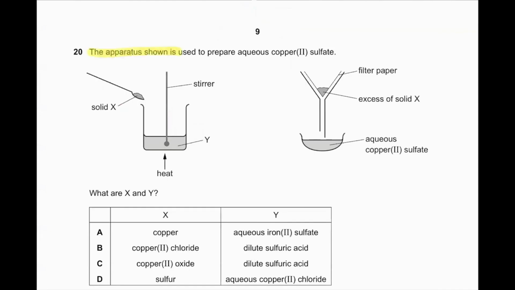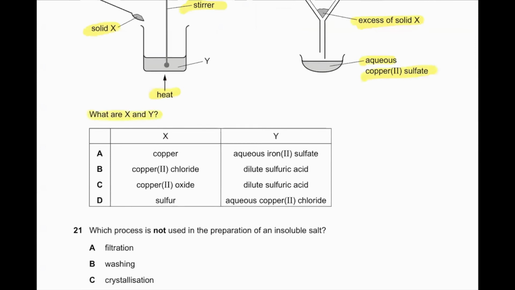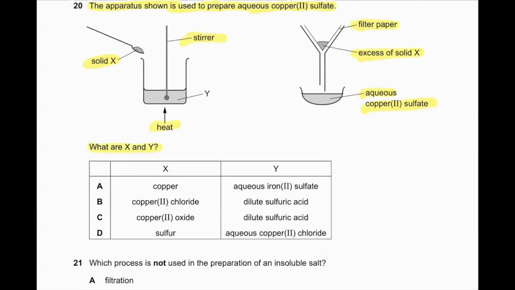Question number 20. The apparatus shown is used to prepare aqueous copper 2 sulfate. Stirrer, heat, solid X, filter, excess solid X, aqueous copper 2 sulfate we can get. What are X and Y? So X cannot be copper, because copper wouldn't react with dilute sulfuric acid. Copper is a less reactive metal, so it will not be able to displace hydrogen.